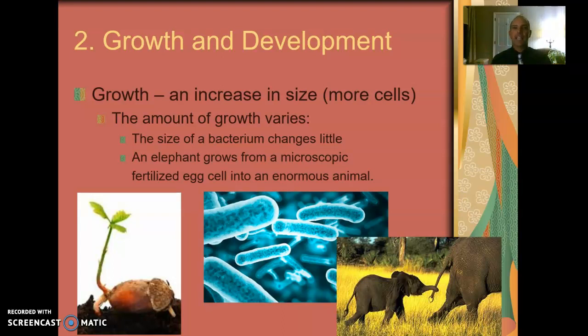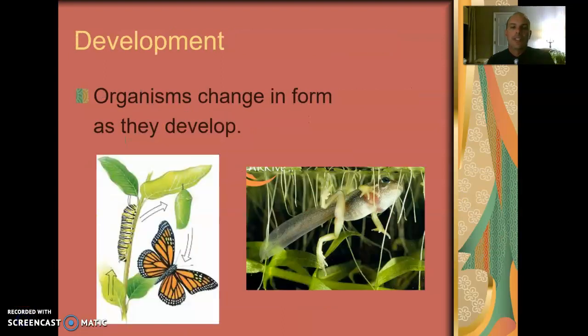You can take us, for example, too. We start off as an embryo, and then we develop into these multicellular, huge organisms. So growth and development takes place if you're alive at different stages, but it happens. So what does development really mean? Organisms change in form as they develop.